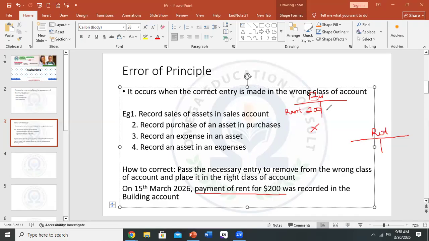So let me do that. In the building account, you credit it with rent, because the corresponding entry will be in the rent account, 200. And then you debit rent in the name of building, which is 200. Now, immediately you do this, you see that the error will be cancelled, or the entry has been removed from the wrong class of account, the building, and it has been put in the right account, the rent account.